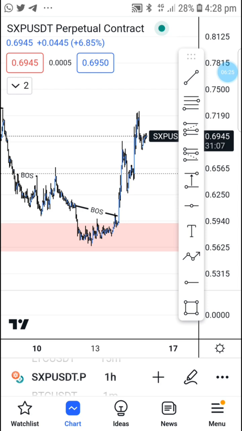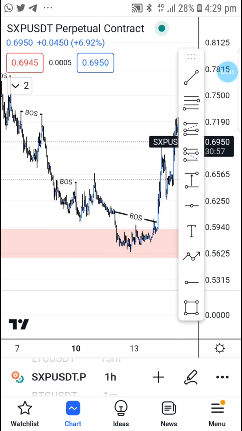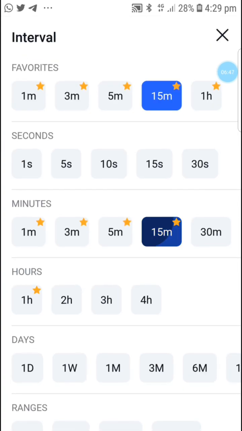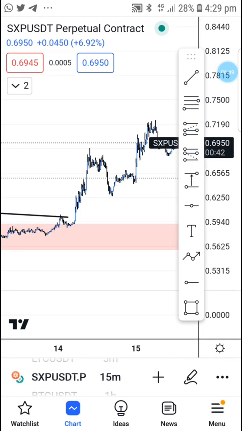What I am going to be looking for is what we call change of character. Then I place my entry. Once I've marked my demand zone, which is my support area, and my break of structure, I have to go and check the lower time frame. Now let us try the 15 minutes time frame and see what it is giving us.